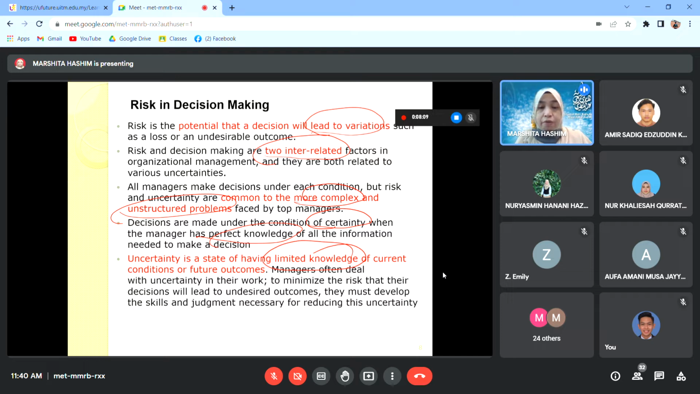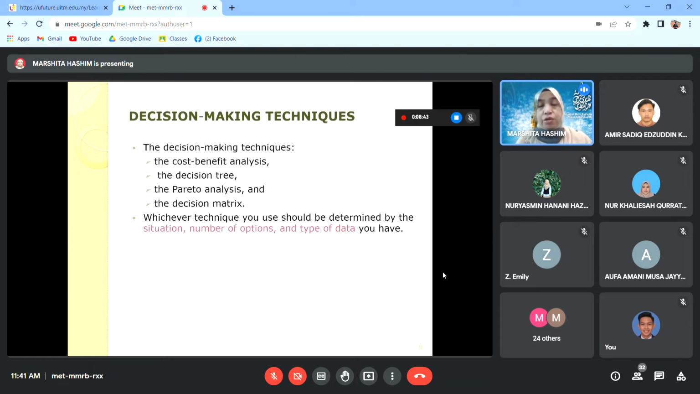Managers often deal with uncertainty in their work, to minimize the risk that their decision will lead to undesired outcomes. They also need to develop the skills and judgment necessary for reducing this uncertainty. From time to time, managers need to develop skills and judgment to reduce risk as well as uncertainty when they make decisions.